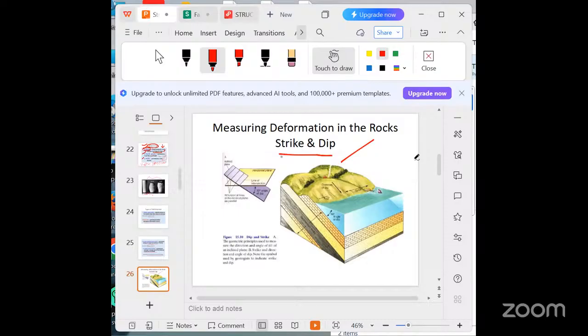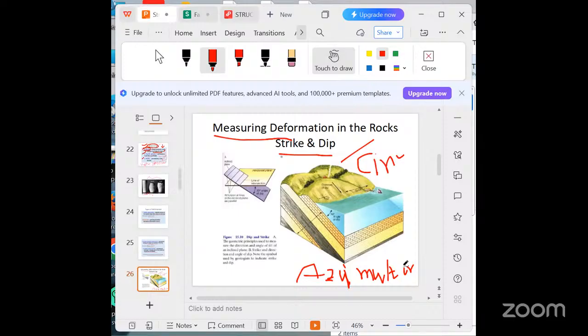So one basic instrument that is indispensable for measuring orientations of structures in the field is the compass clinometer, right? The compass clinometer is used for measuring the trend and inclination of structural elements. The trend refers to the azimuth, or bearing, of a line.